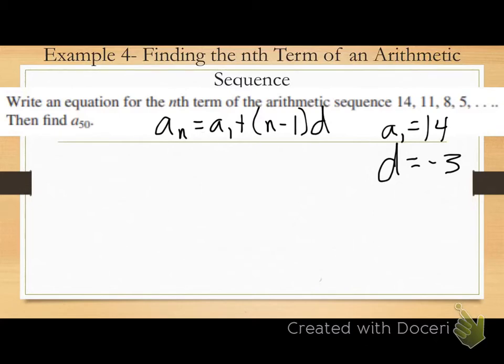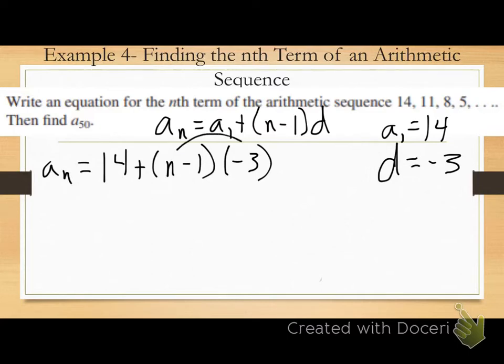So I'm going to plug these values in. Everyone okay with that plug-in? Yes. Does anyone see anything that I can do with my -3? Distribute. I can distribute it, make it look a little nicer.